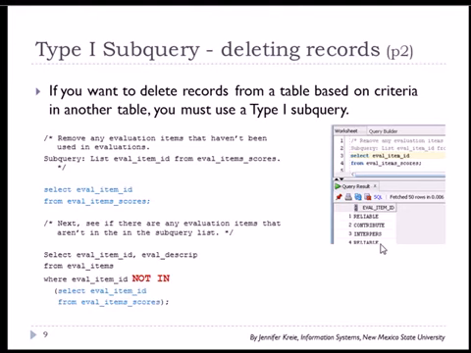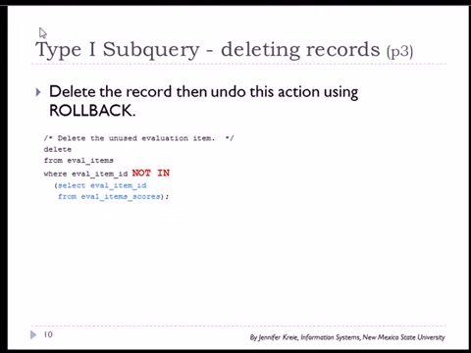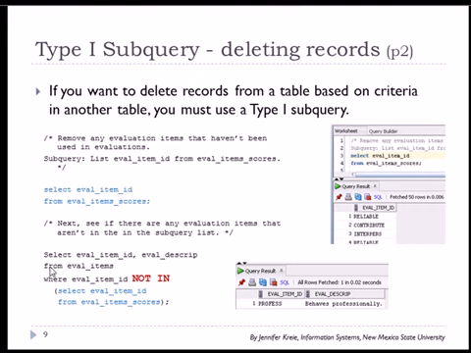Now when I put that in a type 1 subquery, I'm saying show me eval item ID and eval description. This is just to see the data before we actually try to delete it. Where eval item ID is not in, and I'm comparing eval item ID from eval items with eval item ID from eval item scores, I will see that professional is one that has not been used in any of the evaluations. So on the next screen here, I'm going to run the delete, and all I had to do on that is change this select clause to just the word delete.